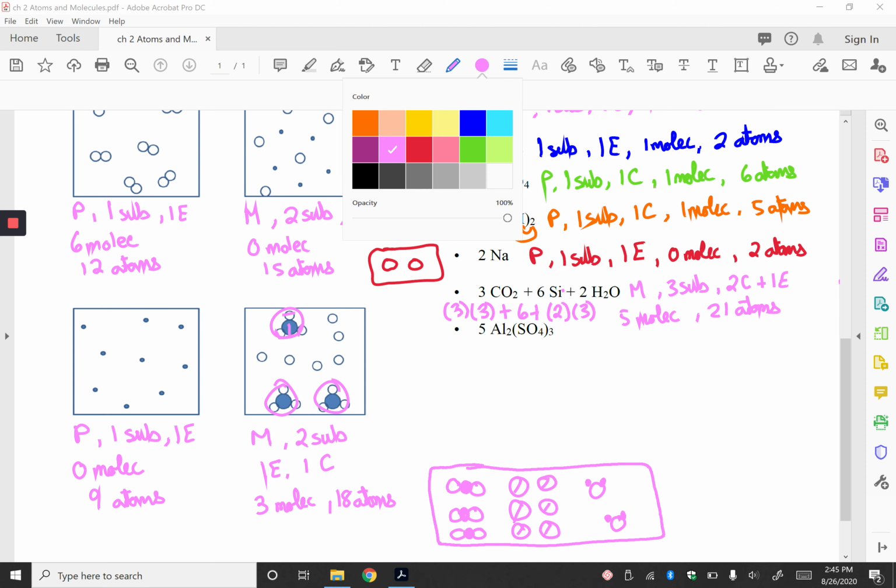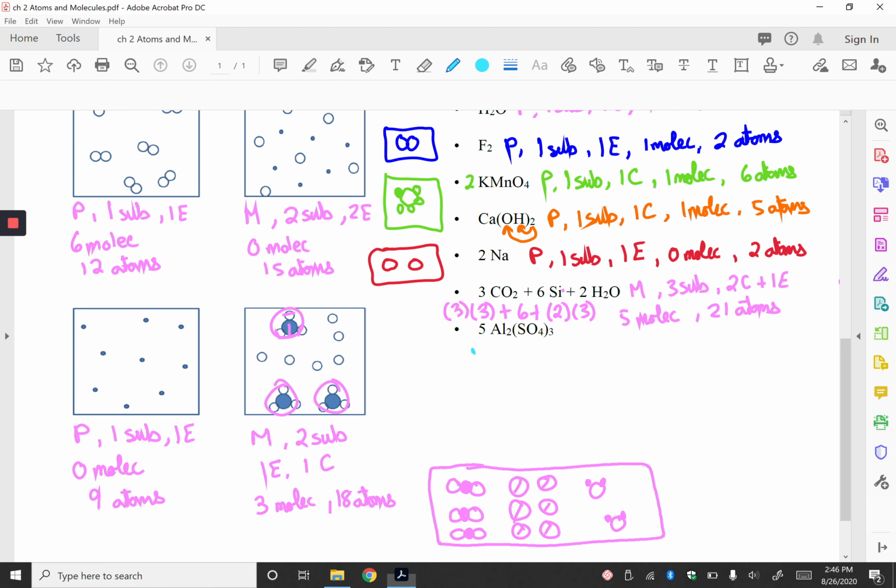All right, last one. What color should we make that one? Let's make it this blue. All right, so we have 5Al2(SO4)3. Wow, so that is a pure substance, which means it's one substance. And that substance is definitely a compound. You can see there's all different elements in there. And there are 5 molecules. I know that because each of these is a molecule, and there's 5 of those.